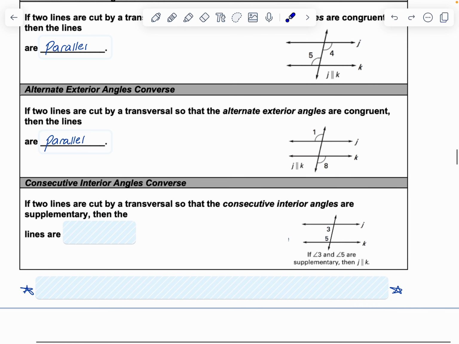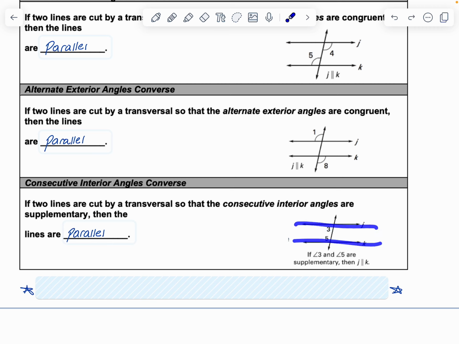And the last one that we got that goes for interior and exterior. If two lines are cut by a transversal so that the consecutive interior angles are supplementary, notice this is the only one that's not congruent, right? Because we're looking at consecutive angles. Those lines still have to be parallel. If angles 3 and 5 were not supplementary, then these lines could not be parallel. But that's not the case. So J is parallel to K.